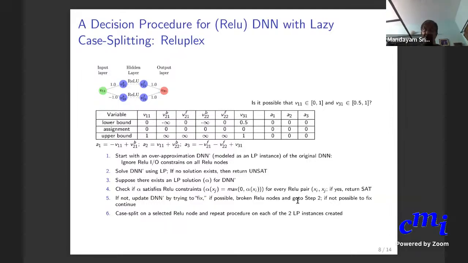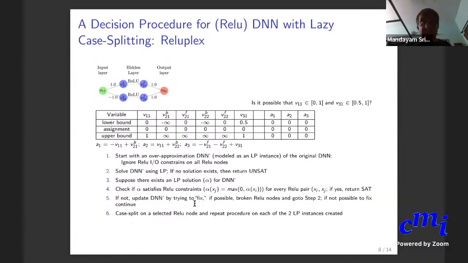Otherwise, if you've tried fixing a certain number of times and the iteration between step 5 and step 2 still doesn't succeed even after a certain number of times, then you give up, okay, and you perform a case split, which is always a backup solution.